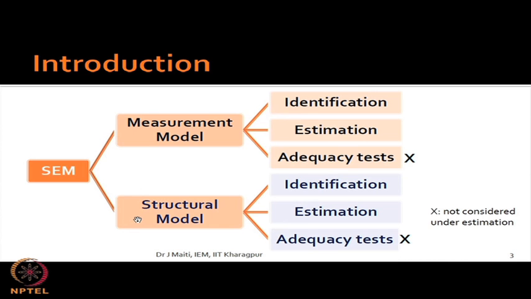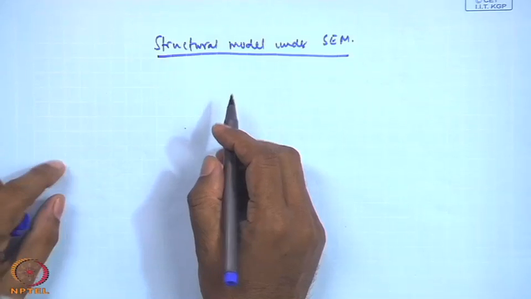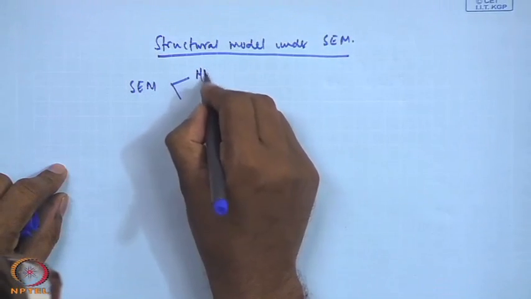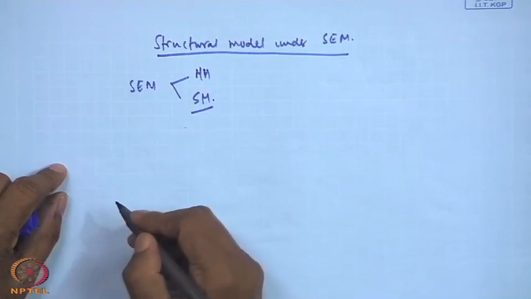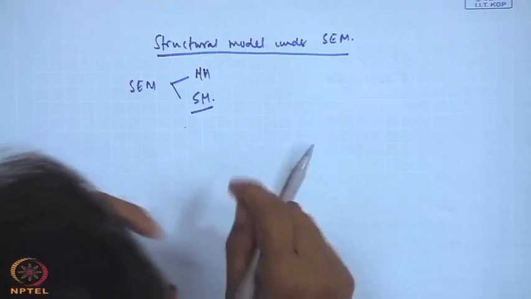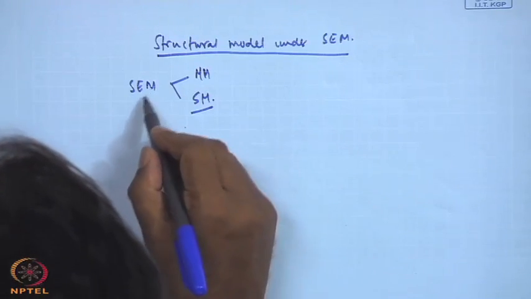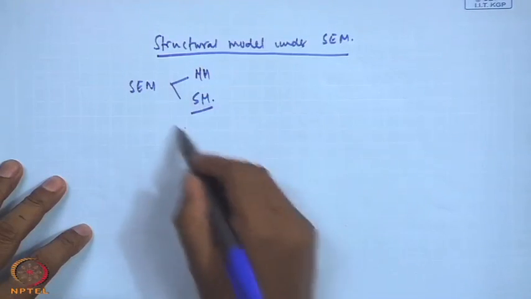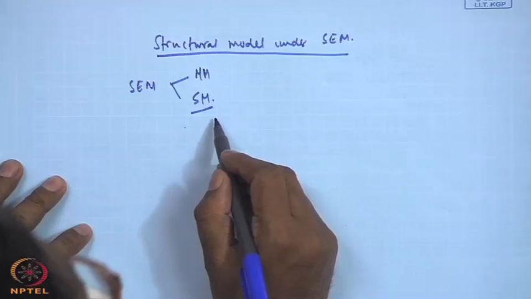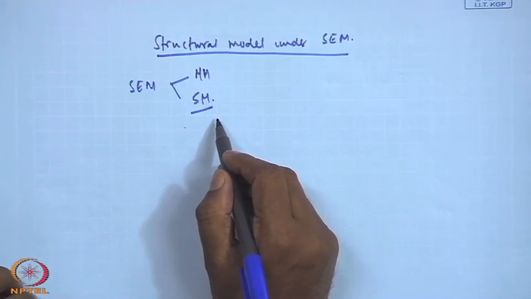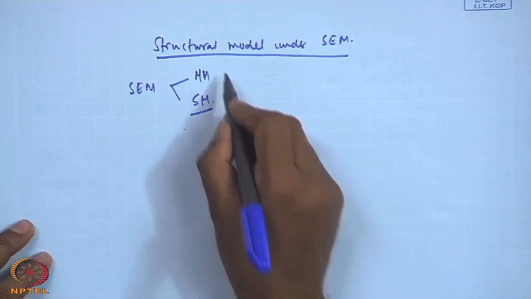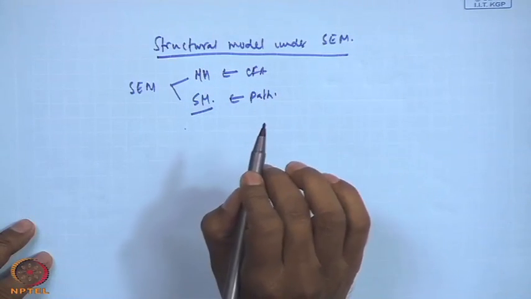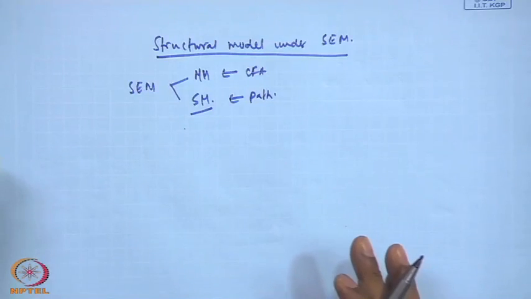If you recall my last lecture, I said that structural equation modeling has two parts: one is the measurement part, another is the structural part. Structural equation modeling entails both measurement as well as structural. Measurement and path, or confirmatory factor analysis and path analysis, are collectively called structural equation modeling.